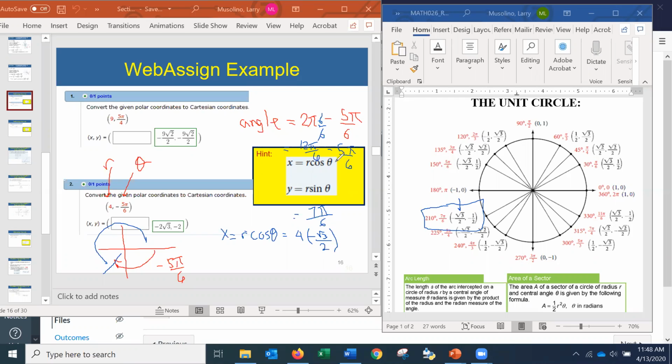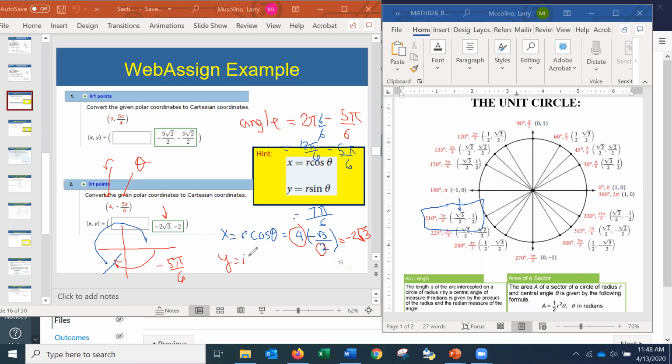But I can simplify this fraction because I have a 4 on top divided by a 2 on the bottom. So that looks like the answer is going to be negative 2 times the square root of 3. And you can see the answer here in the green box. All right, let's do the y value.